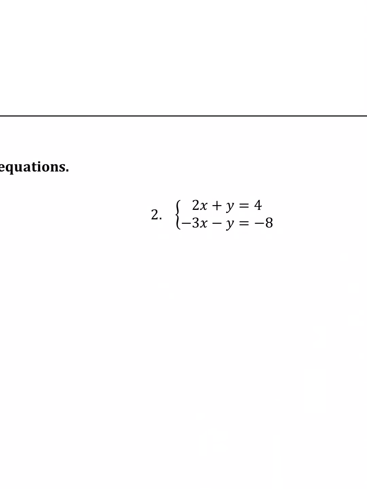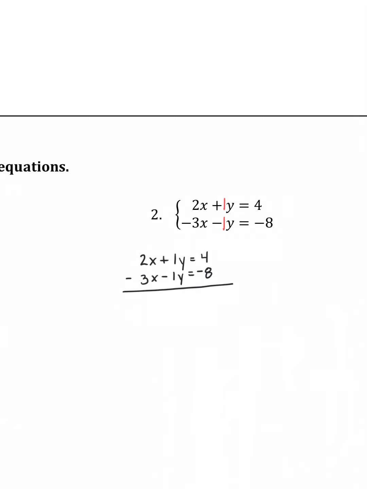Okay, let's do that same process for number 2. If there's no number in front of the letter, I'm going to go ahead and put the number in just so I know it's there. And then I'm going to add or subtract vertically by each column. So I'm going to rewrite these. So I'm going to say 2x plus 1y equals 4. And then I have negative 3x minus 1y equals negative 8.